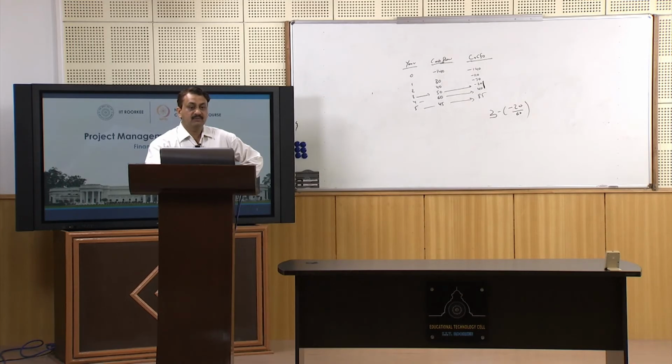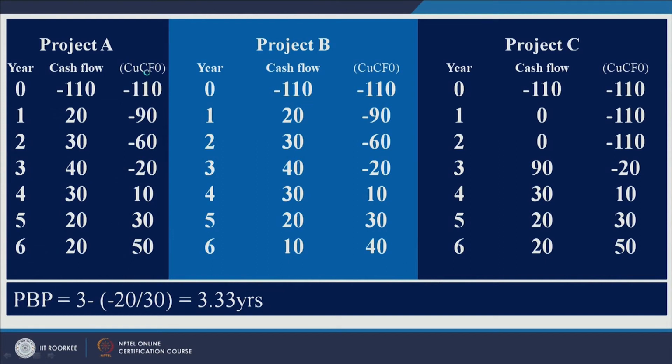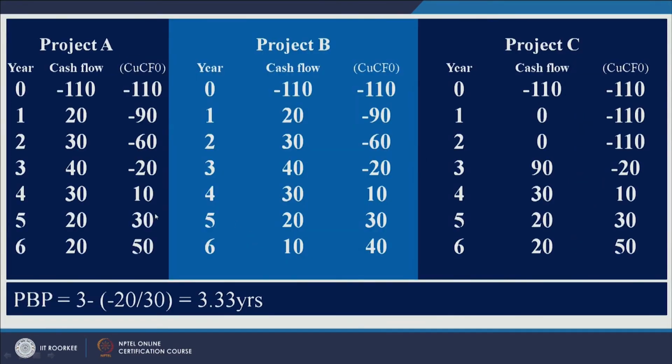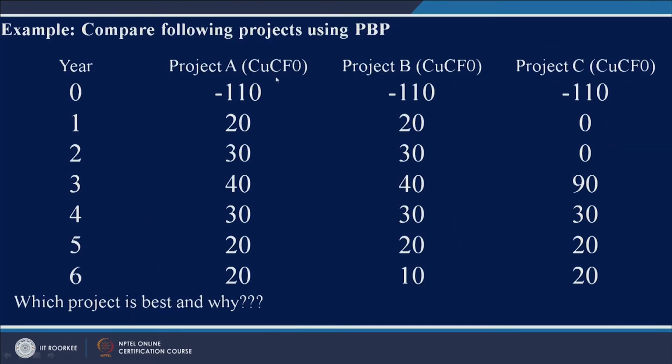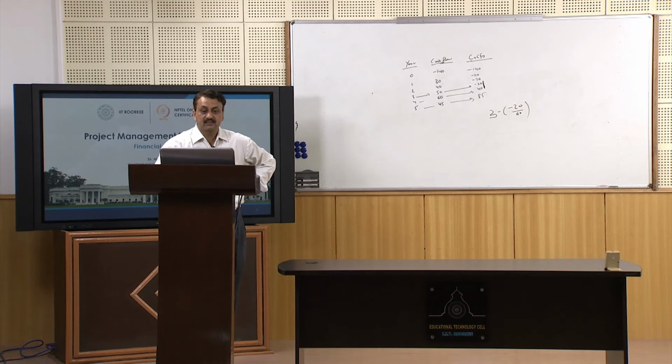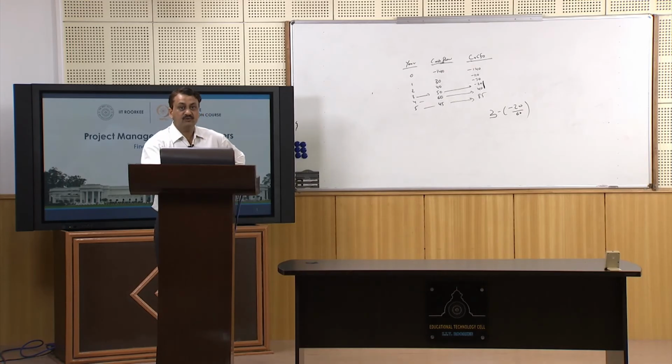The payback period can be calculated like this, right? So these are cash flows, and this is nothing but cumulative cash flow. Just see in this slide, this is cash flow, this is not cumulative cash flow. The cumulative cash flow is here: minus 110, minus 90, minus 60, minus 20. So the payback period is between the 3rd and 4th year. Similarly here it is between the 3rd and 4th year, and here also between the 3rd and 4th year, right?